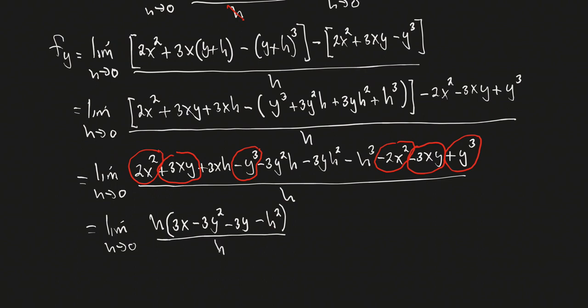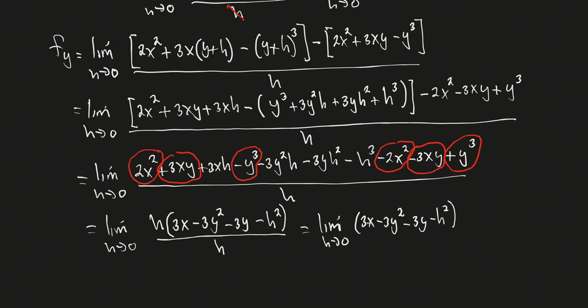And now we really start to see the light at the end of the tunnel. And we know it's not an oncoming train. So we can reduce this. And we have the limit as not x, but h approaches 0 of the quantity 3x minus 3y squared minus 3y minus h squared.